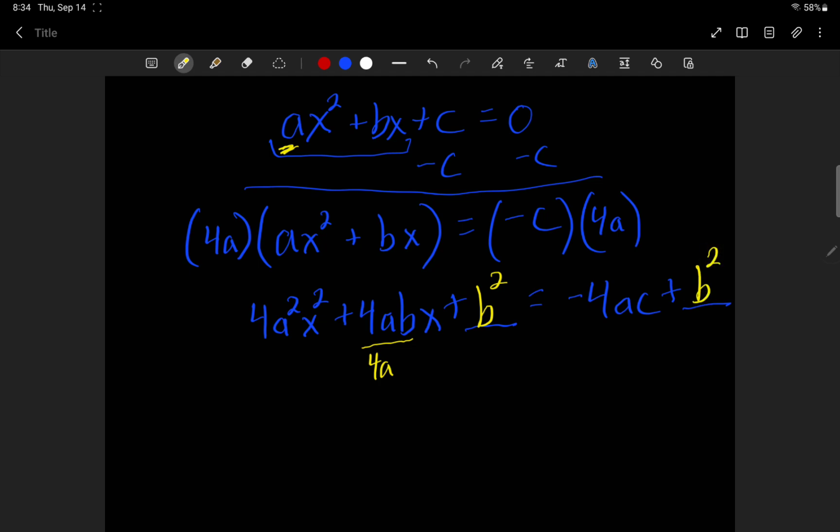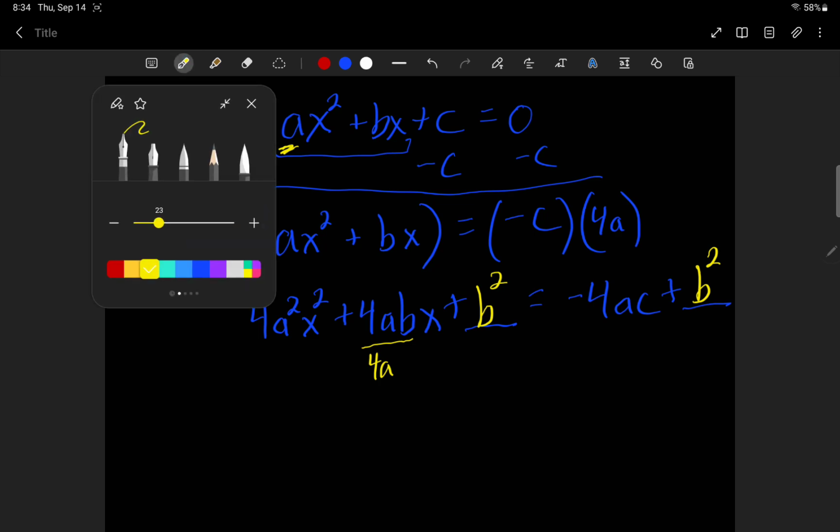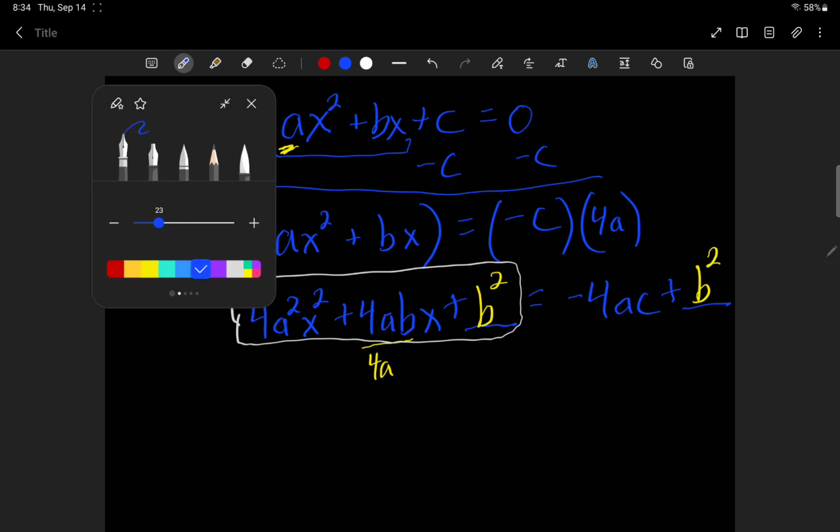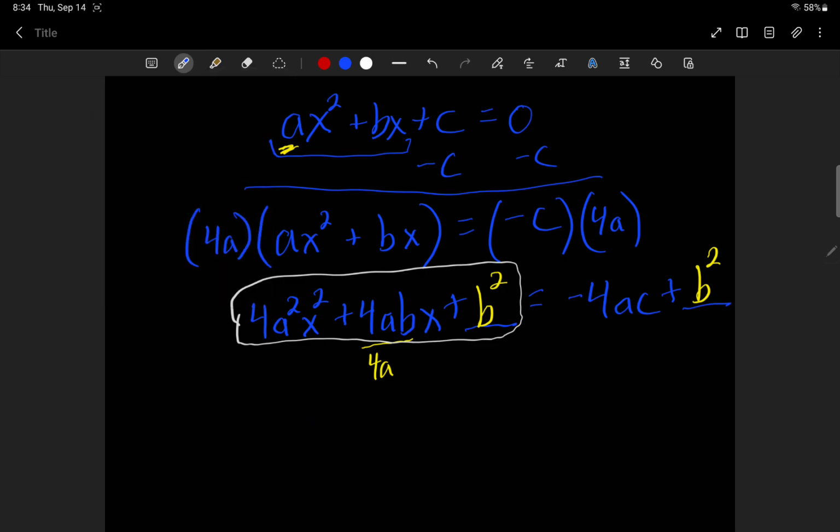Okay, I've taken out the 4a that I had just multiplied by, so I can deal with what's going to be the other side of the equation. This means that we now have a perfect square trinomial. So this piece here is now a perfect square trinomial. And we've talked about in class that a perfect square trinomial factors to be, in this case, the square roots of each of the two sides.